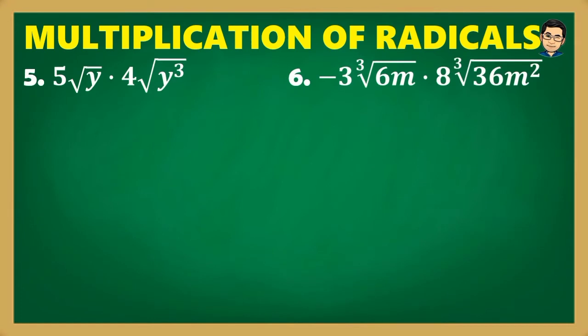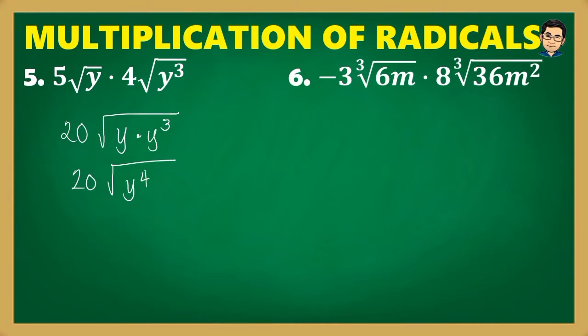Next, number 5. 5 square root of y times 4 square root of y cubed. So, multiply lang po natin yung 5 tsaka 4. So, that is 20. And then, square root of y times y cubed. 20 square root of the product of y and y cube is y to the 4th power. So, same index po yan. I-add lang natin yung exponent.